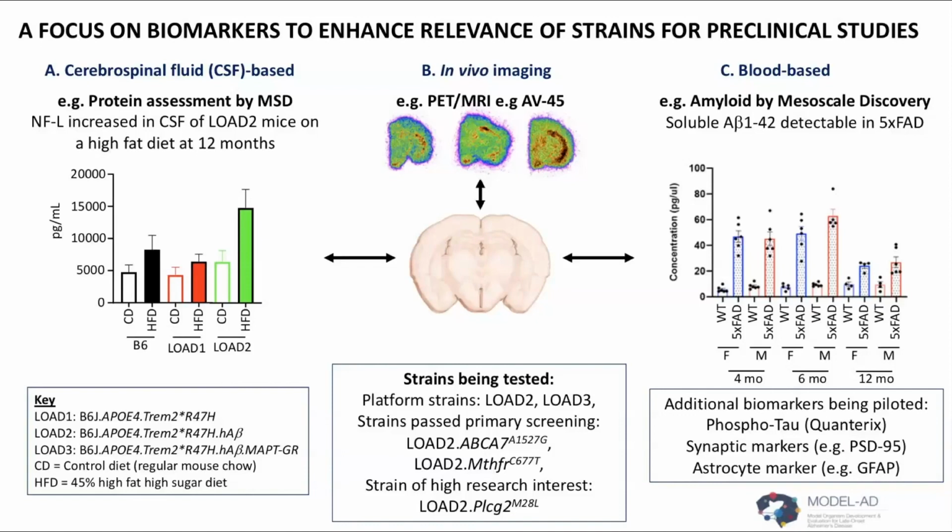The strains that are being tested are LOAD2, LOAD3, as well as those that I talked about that passed primary screening, such as LOAD2 ABCA7 and LOAD2 MTHFR, as well as a strain of high research interest, which is LOAD2 carrying the PLCG2 risk variant M28L.